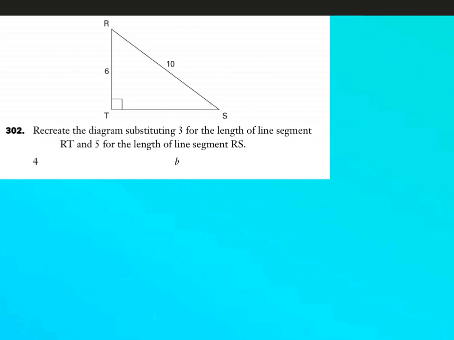Now we have a right angle triangle given to us. We have to recreate the diagram substituting 3 for 6 and 5 for 10. Now given this information, we have to compare 4 to B. Now we do not know what B is. We have no information regarding B. So when there is no information regarding a variable, you cannot compare it. Hence it's D. If they had given us some information regarding B, that B is the base or B is TS, then we could have compared it to 4. But since we don't know what B is, we cannot compare it.